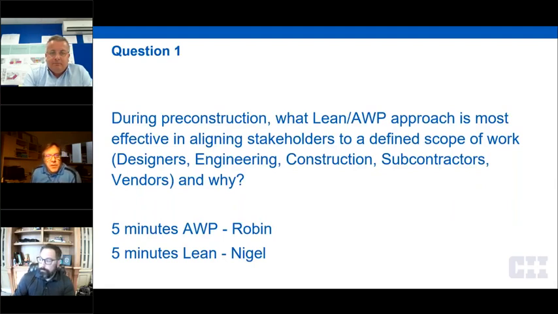We're going to have Robin answer this one first, and then Nigel answer it next. Give him 5 minutes. But question one, during pre-construction, what lean or AWP approach is most effective in aligning stakeholders to a defined scope of work, which we're talking about stakeholders, designers, engineering, construction, subcontractors, vendors, and why? Why is it most effective? So I'm going to hand this over to Robin.